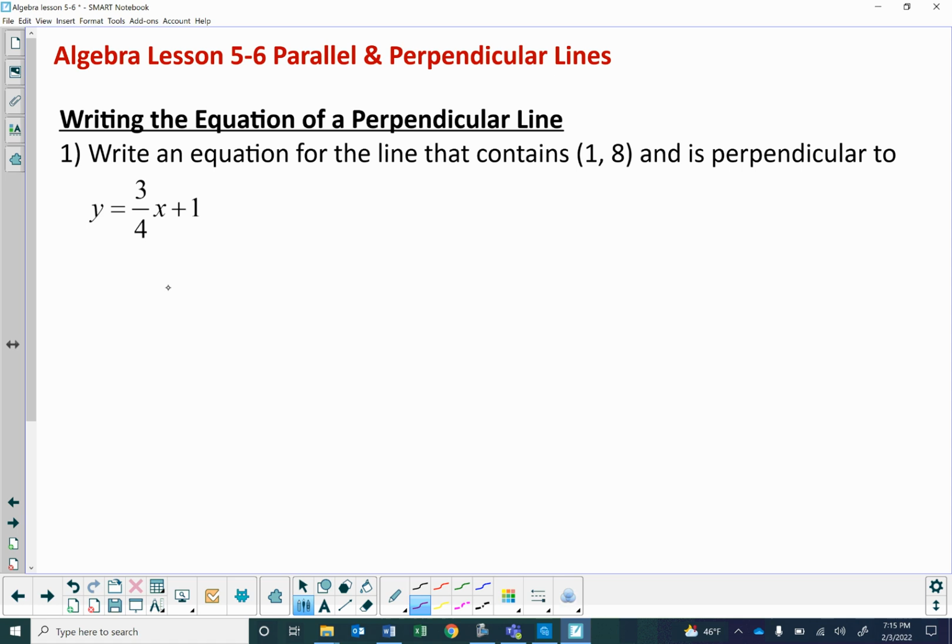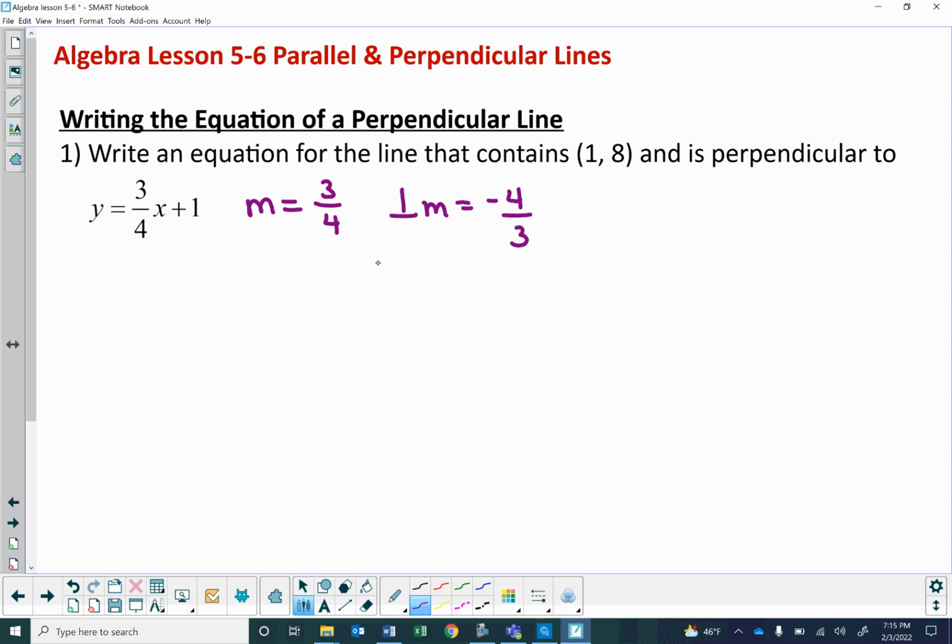So the first thing we have to do is look at our equation and figure out what our slope is. In this particular equation, my slope is 3/4. I don't need the regular slope, I need the perpendicular slope. Remember my symbol for perpendicular is an upside down capital T? So my perpendicular slope here will be negative 4/3. It's the reciprocal and it's also the opposite reciprocal, so it has to be negative.